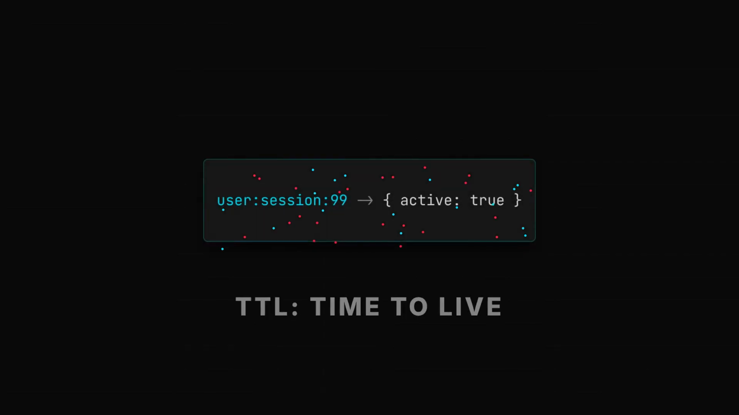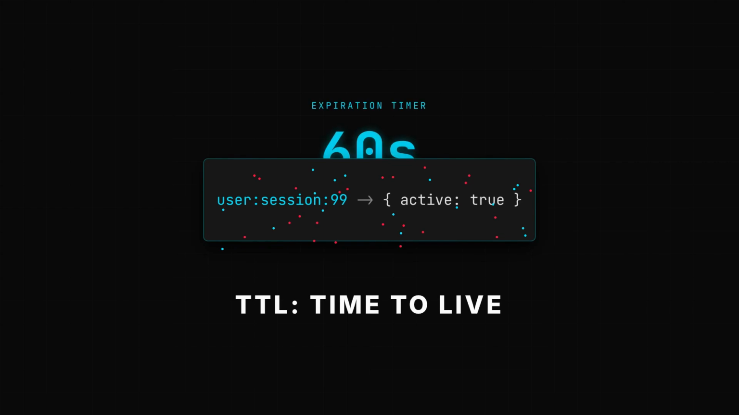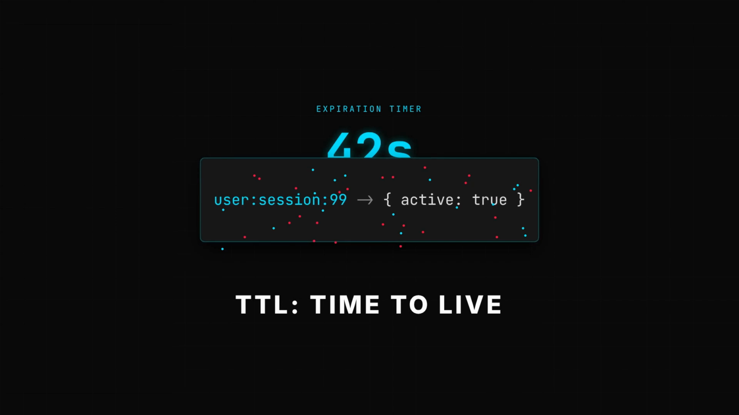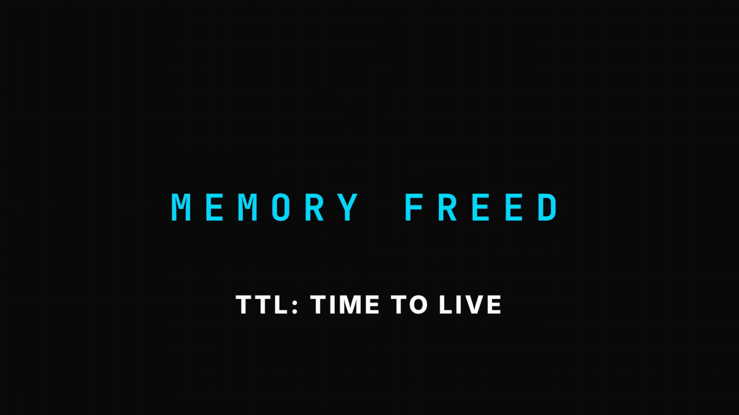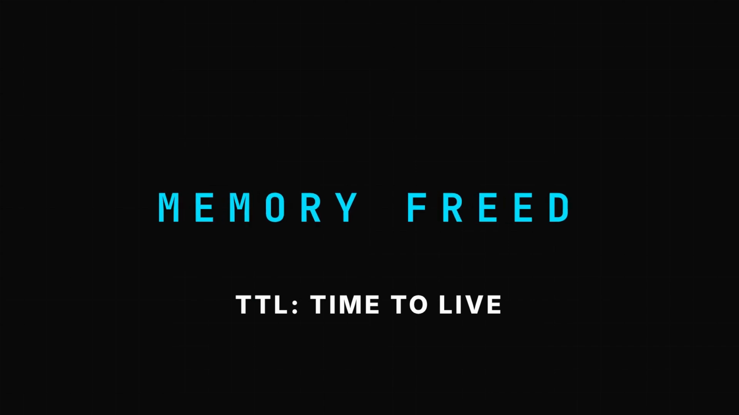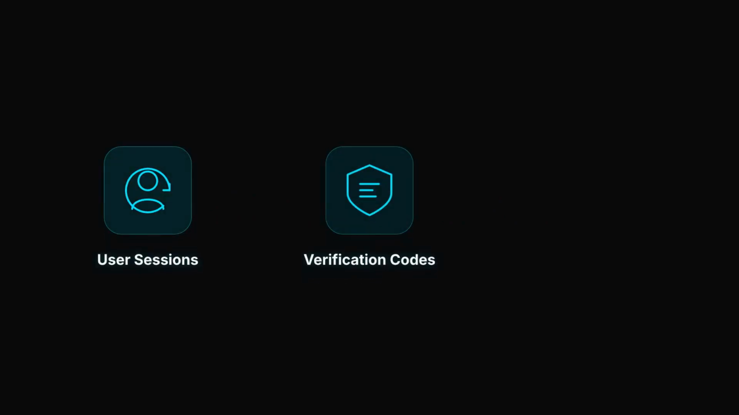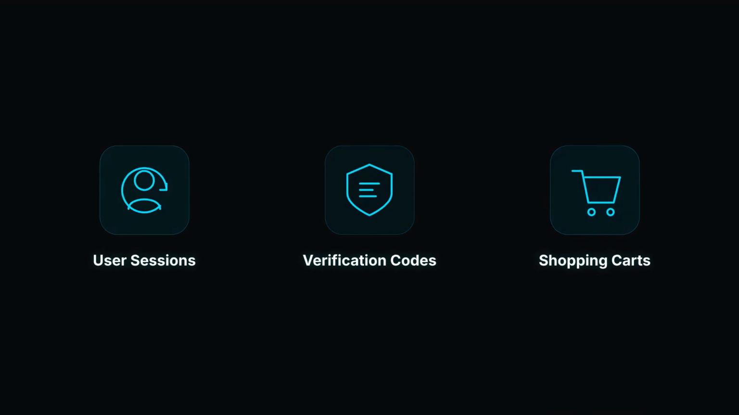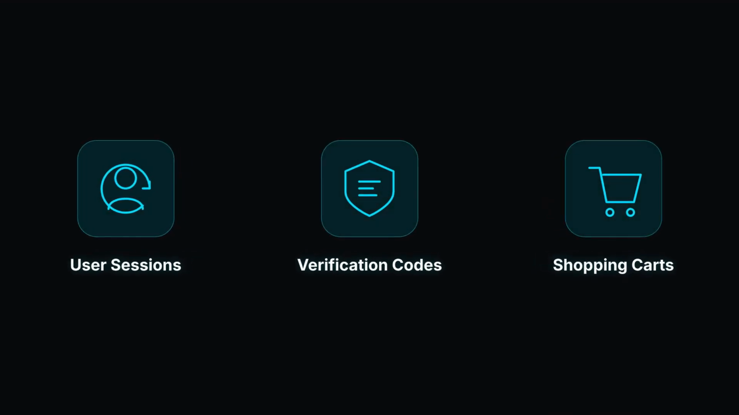But wait, RAM is expensive and volatile. We can't store everything there forever. Redis handles this beautifully using a feature called TTL, or time to live. You can assign an expiration time to any key. Once the timer runs out, Redis automatically deletes the data, freeing up your memory. This makes it perfect for managing user sessions, verification codes, or temporary shopping carts.